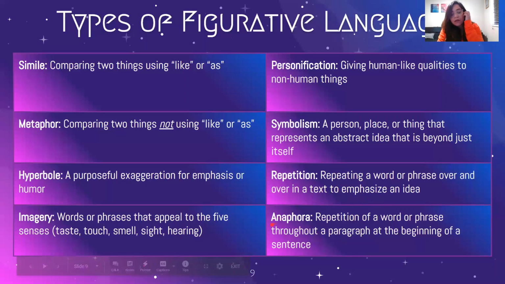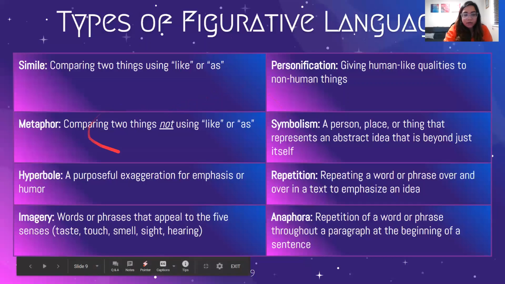And then we have anaphora, which is another form of repetition, and it's repetition of a word or phrase throughout a paragraph at the beginning of a sentence. So in I Have a Dream by Martin Luther King, there was a lot of anaphora. We went over that when we read that text. So he goes, I have a dream today that, and then he'll tell you what his dream is, and then he'll say, I have a dream that, and then he'll tell you, and then I have a dream today that, and he'll tell you again. And so he repeats I have a dream over and over again at the beginning of those paragraphs to emphasize what his dream is, right?